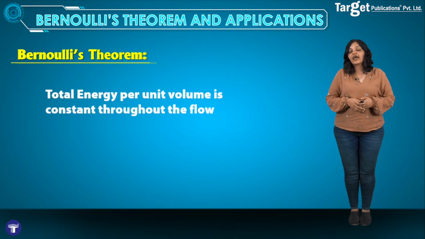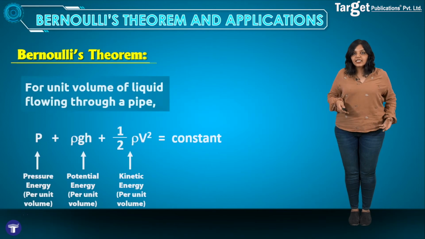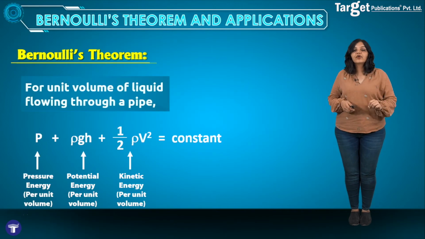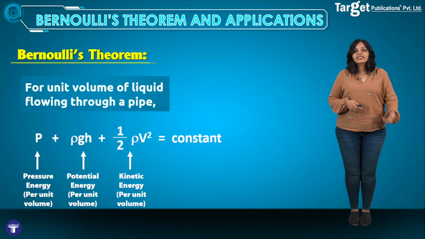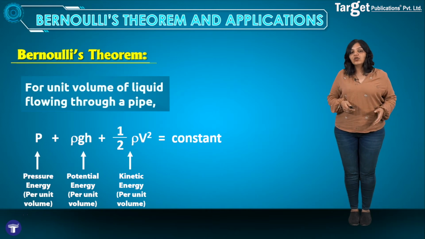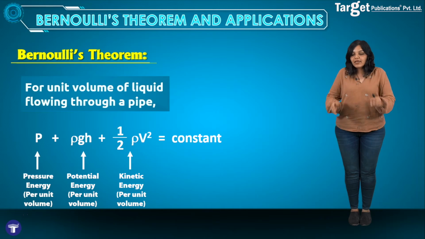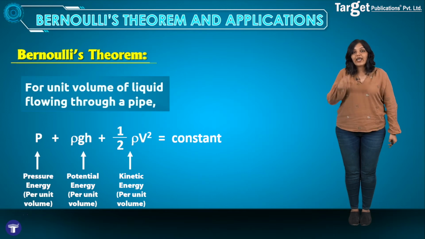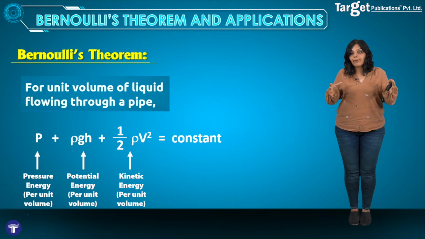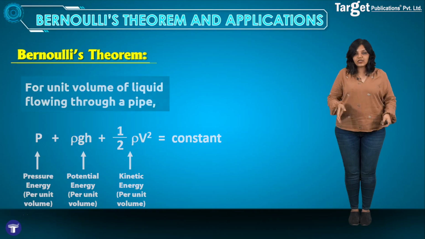And from this, we can write Bernoulli's theorem, which states that for unit volume of liquid flowing through a pipe, P + ρgh + ½ρv² is always a constant. That means the sum of the pressure plus ρgh plus ½ρv², written for any cross section throughout the pipe, will always be a constant.